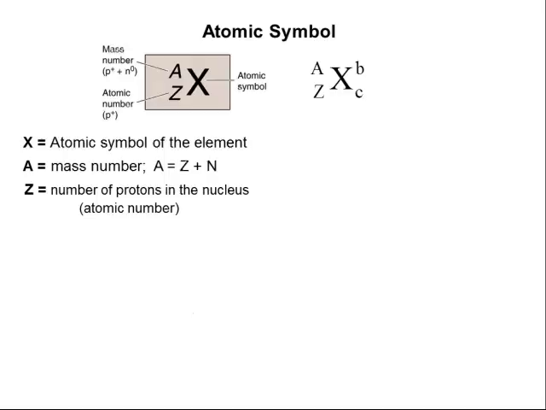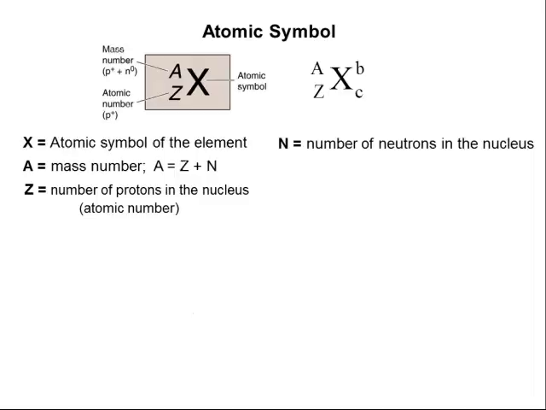So Z is the number of protons in the nucleus, the atomic number. We get that from the periodic table. That's the number right above the atomic symbol of the element. And then the mass number would be Z, the number of protons, plus N, which is going to be the number of neutrons in the nucleus. Now that takes care of X, A, and Z.